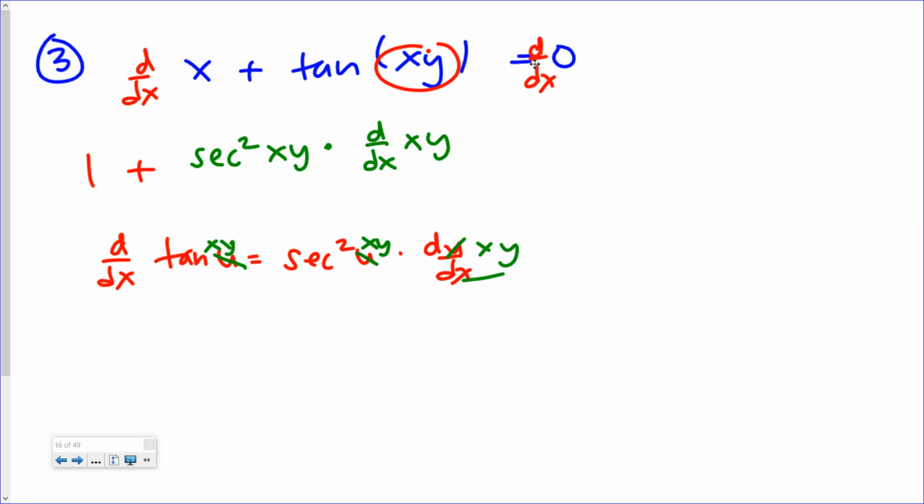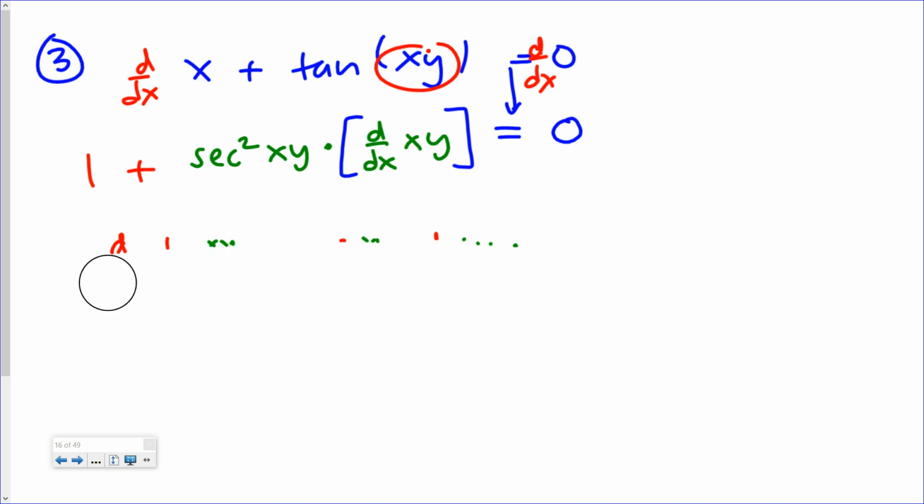Okay? And then on the right side, I'm going to carry down my equal sign. And what's the derivative of 0? 0. Okay, so let's take a look at what I have. The answer is 1 plus secant squared xy times, okay, make sure you understand, it's times this entire quantity here, whatever the derivative of xy is, and that's equal to 0. What's the next step I'm going to have to do? Take the derivative again. Does that make sense? It's an implicit differentiation, right? So I need the derivative of xy, okay?